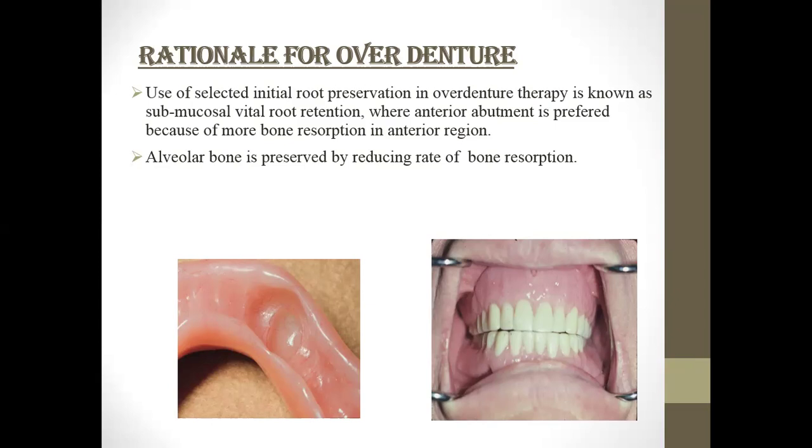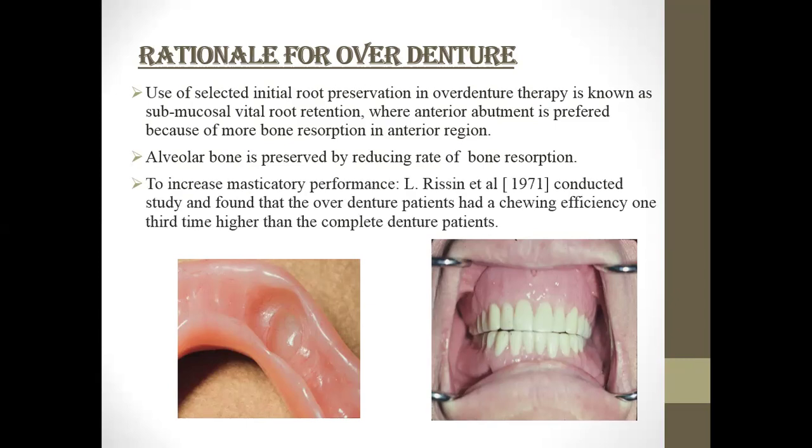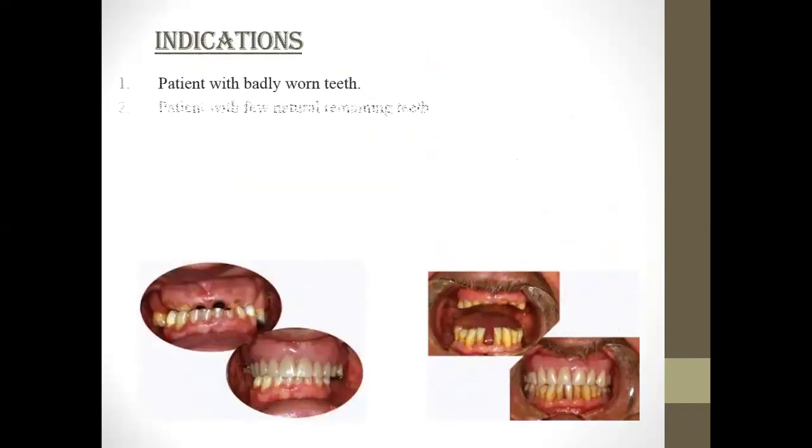And what happens is, by preserving these teeth along with the integrity of bone, the alveolar bone is preserved. There is an old research conducted by Ricin et al. as early as 1971, and he found that it also increases the masticatory performance. As you see here, the chewing efficiency is raised to one-third higher than with conventional dentures. So it's a win-win situation wherein bone is preserved as well as the masticatory efficiency is increased for those patients. So, what are the indications?